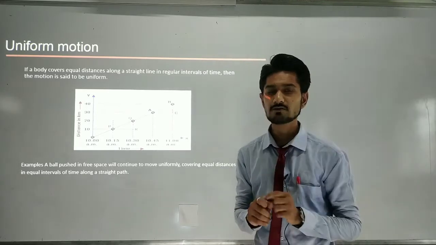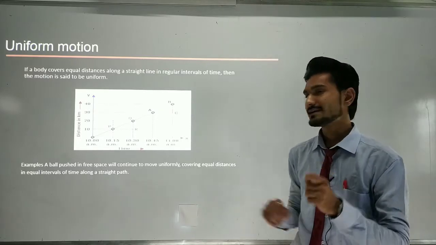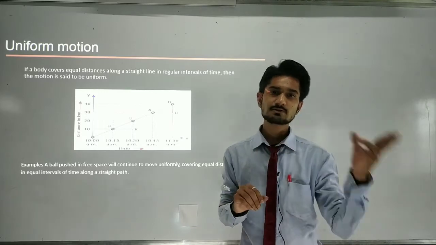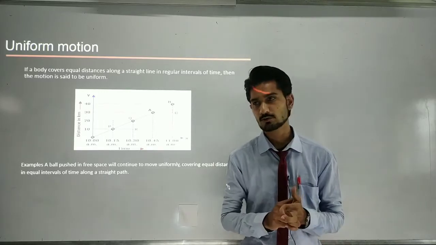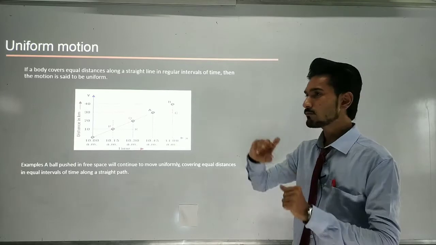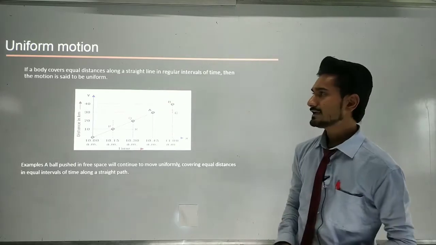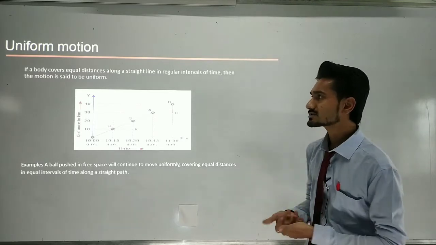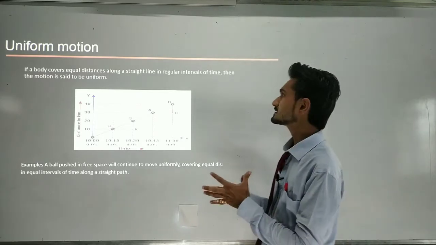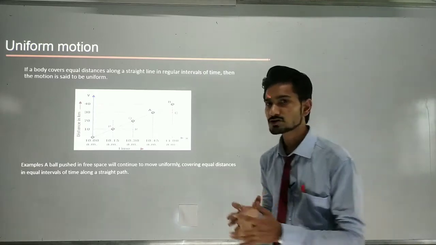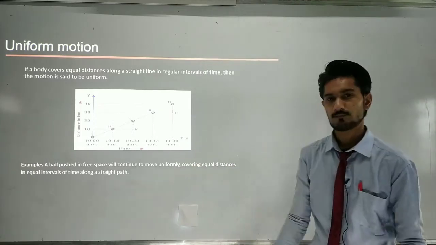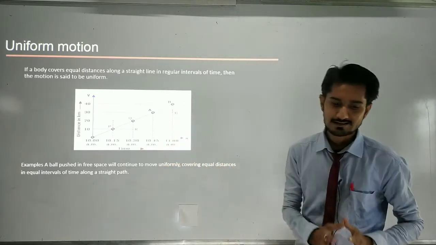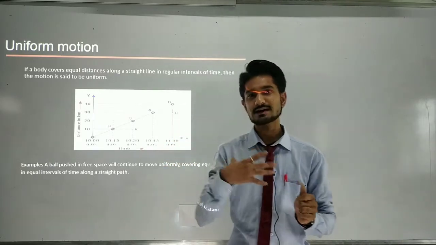As earlier I told you, two types of motion will come in this chapter. The first one is the uniform motion and another one is the non-uniform motion. So first we are going to see the uniform motion. If a body covers equal distances along a straight line in regular intervals of time, then the motion is said to be uniform.